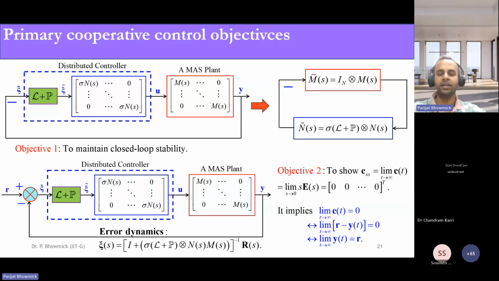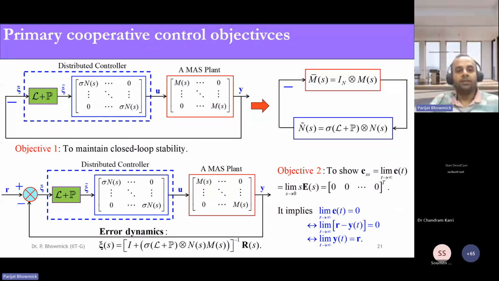And we want the output y. Here you can see this y is a bold letter, so it is not a scalar. This y is a vector which consists of y1, y2 up to yn, that means the outputs of all the agents, and we want those outputs to reach r. Okay, so in that way, I hope it is now pretty clear to you what the main objectives are that we are looking for, and also how we will approach them.